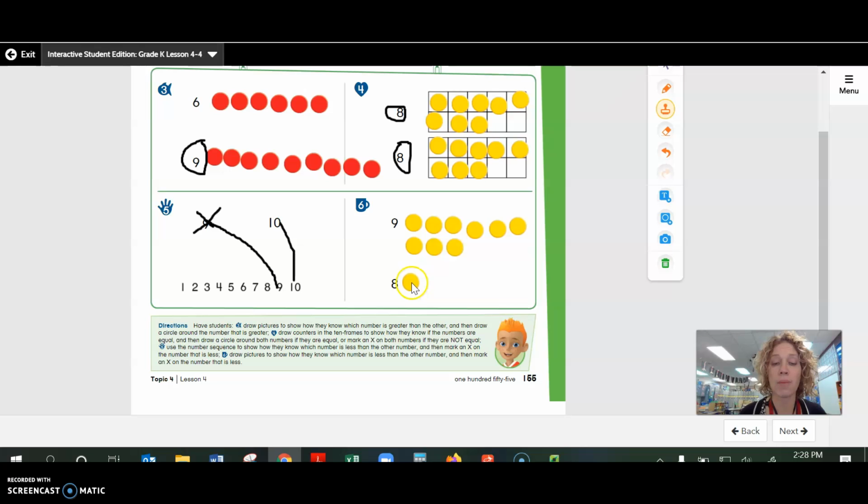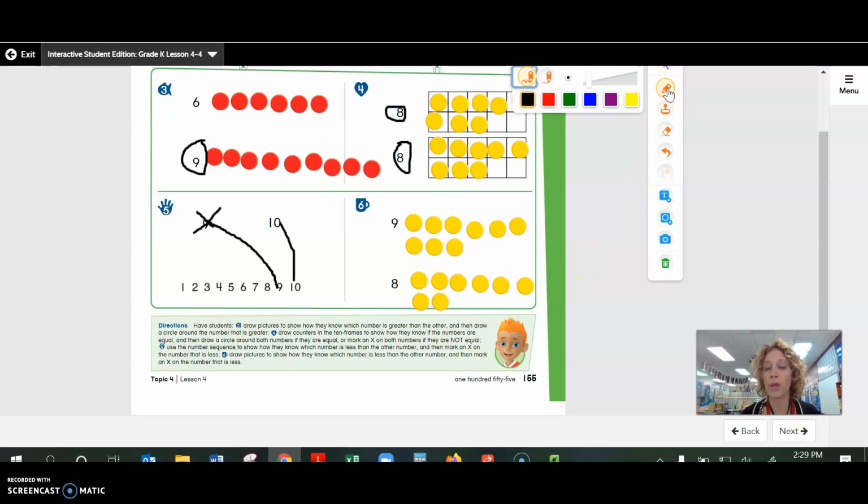All right. So now I'm going to do 8 over here. Okay. Count with me. 1, 2, 3, 4, 5, 6, 7, 8. Now, if you take a look, which one is showing a lesser amount? 8 is showing a lesser amount because there's fewer counters here. Okay, so I'm going to put an X on the 8 because it is a lesser amount. Okay, it is less than 9.